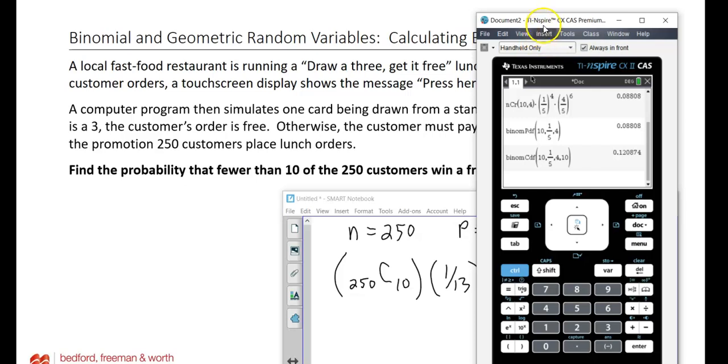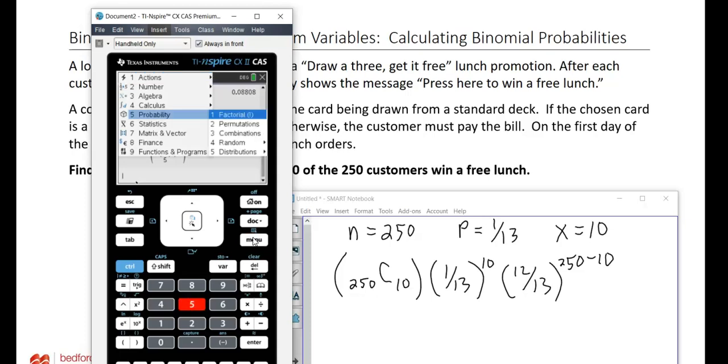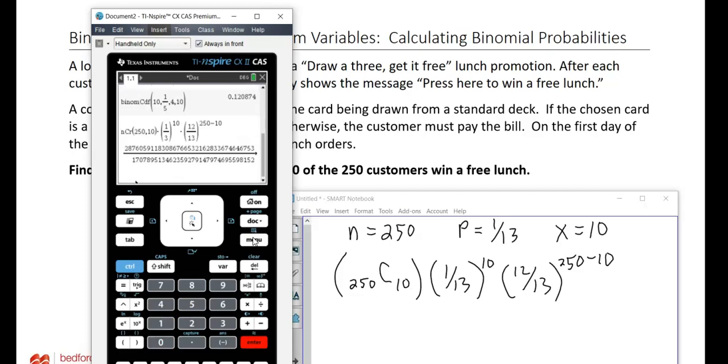Again, I think let's just do it just to make sure we get the right answer here. So binomial CDF or PDF. No, I'm just going to do NCR, right? So menu, 5 probability combinations. So we're going to do 250, comma 10. Hopefully I'm doing this right. Times parentheses 1/13 to the power of 10 times 12/13 to the power of 250 minus 10. Oh wow.